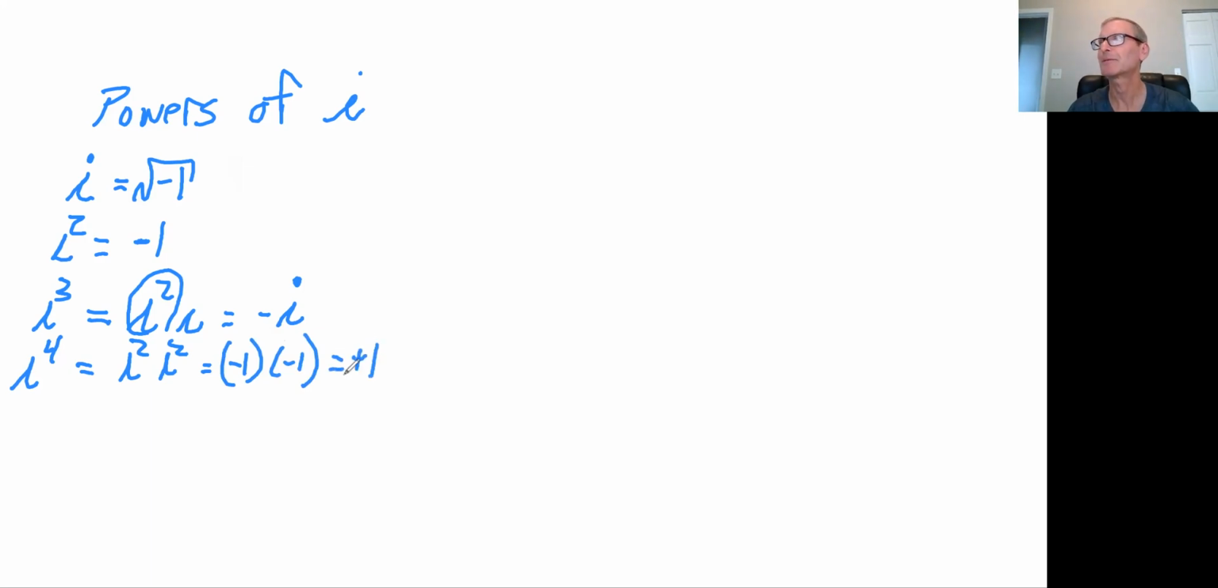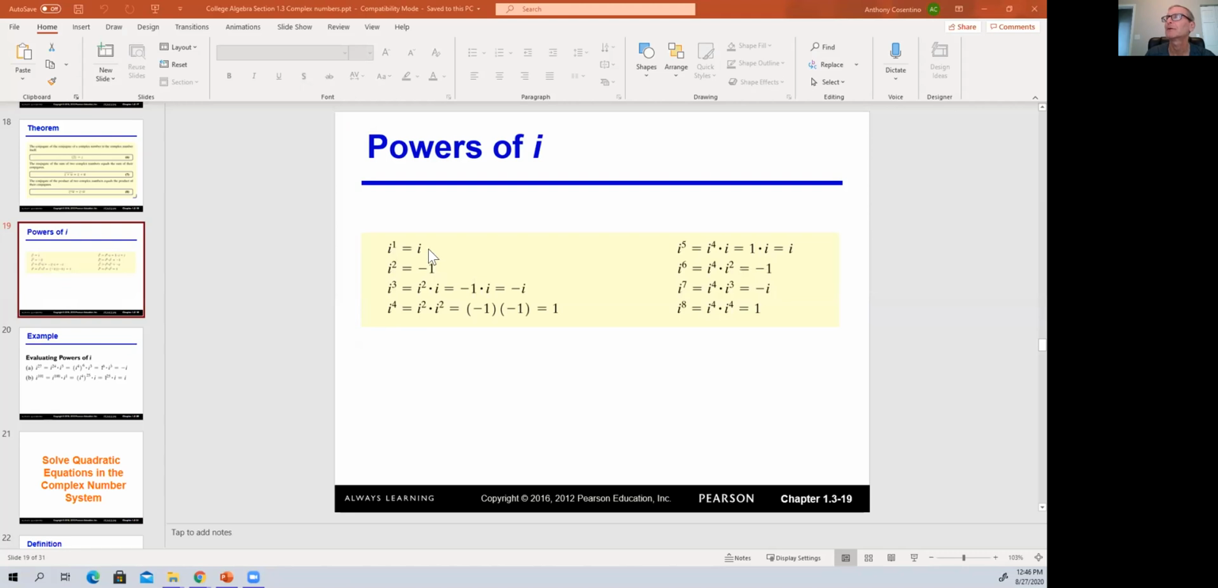So the 4 aspects of this, I can show you here in the PowerPoint presentation, is that i squared is minus 1, i cubed is minus i, and i to the 4th is 1. And if you continue this, it would repeat over and over again. So there's only 4 possibilities when you have a power with a complex i involved with it. It could be i, it could be minus 1, it could be minus i, and it could be plus 1.